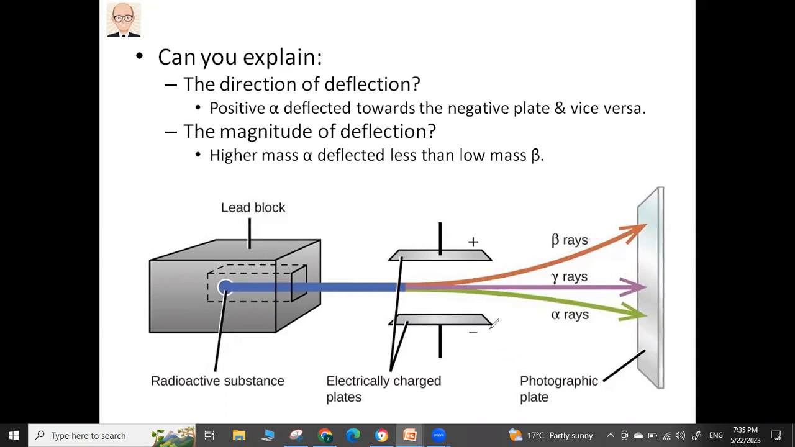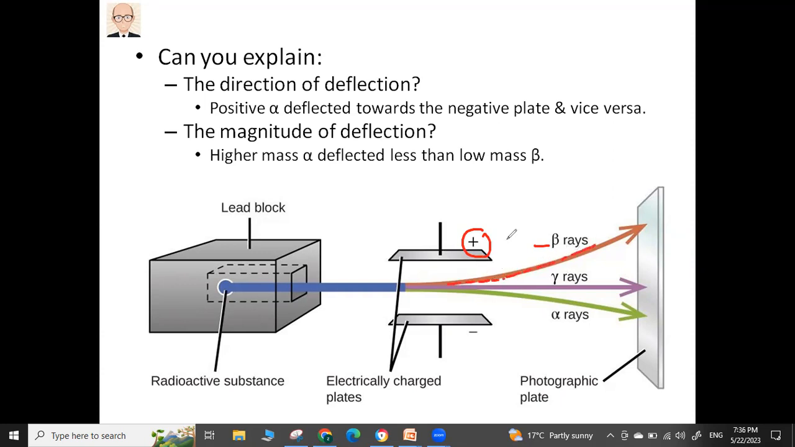So how can we decide the direction of deflection? It's very easy. We know that in static electricity, like charges repel, unlike charges attract one another. So when we have positive charge at the top, and we know that the beta particles are what? The beta particles are negatively charged. So positive, negative. So the negative beta particles will be attracted to the positive plate. So that's why they will be deflected in this way.